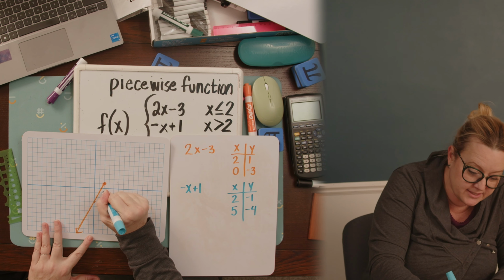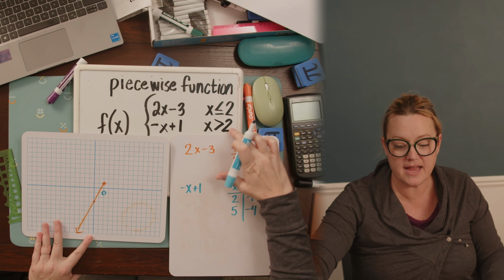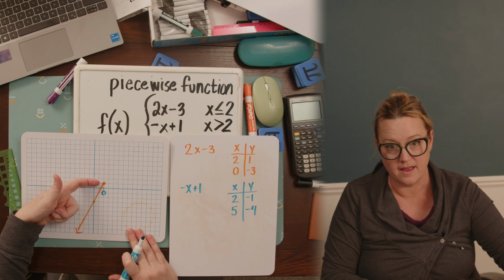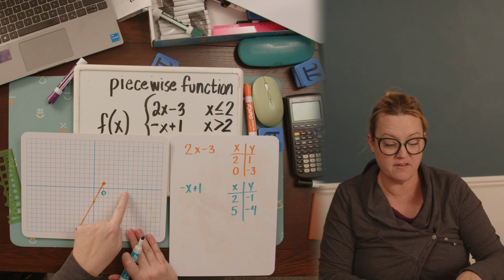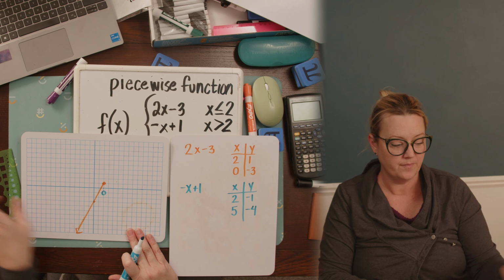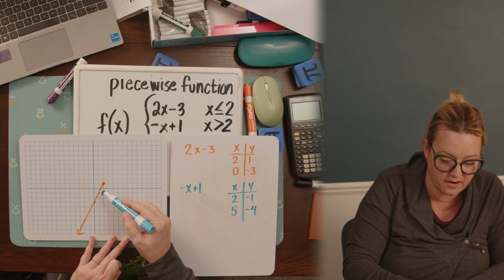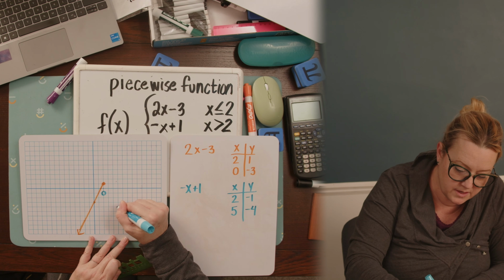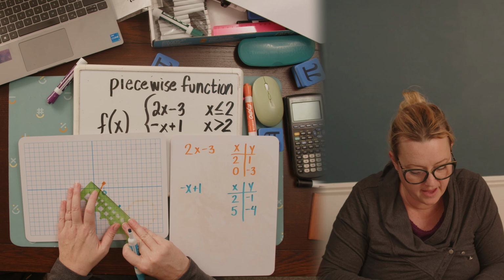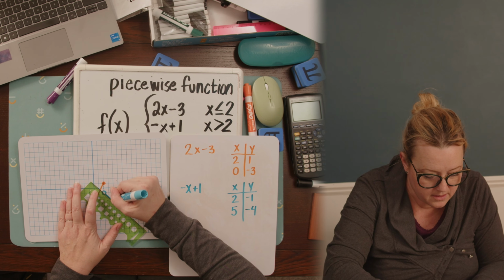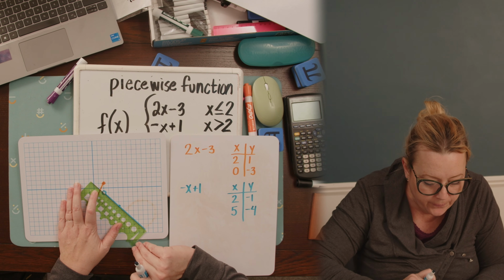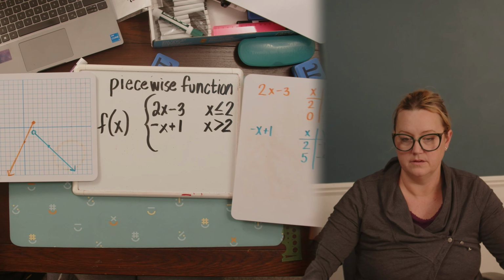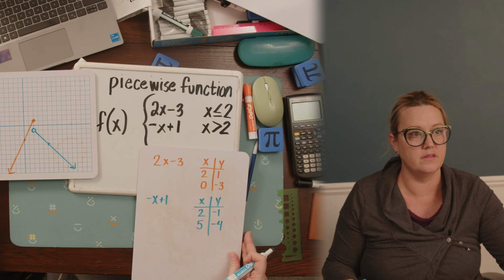Now I am going to leave this as an open circle, because it doesn't include that 2. If x is 2, remember, it's going to be at 2, 1. But any x value that's greater than 2 is going to follow this one. So then we've got 5, negative 4. 1, 2, 3, 4, 5, and 1, 2, 3, 4. It's going to go here. Okay, I'm going to connect my lines. There we go. So this is my piecewise function. Let's see if we can get all of those on the screen.